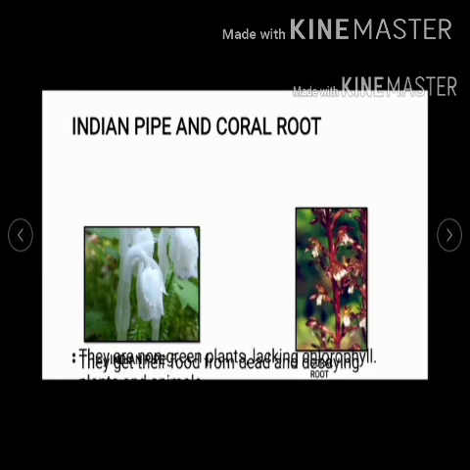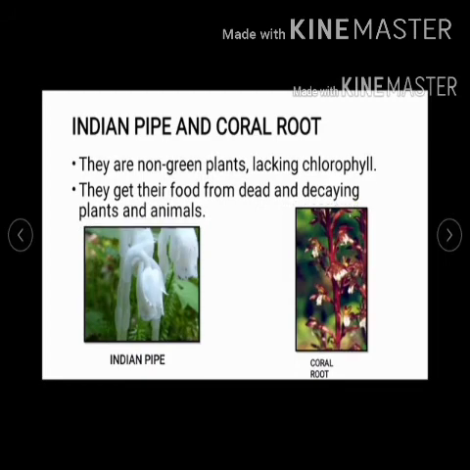So how are they going to obtain the food? They are going to obtain the food by feeding on the dead and decaying plants and animals. How are they going to do it? When the dead and decaying bodies are being decomposed, they are being converted into simpler substances which are non-toxic, non-poisonous in nature. So what will happen after that? The soil will absorb all the nutrients from these non-toxic bodies. Once it is absorbed by the soil, these two categories of plants are going to obtain their nutrition from there.